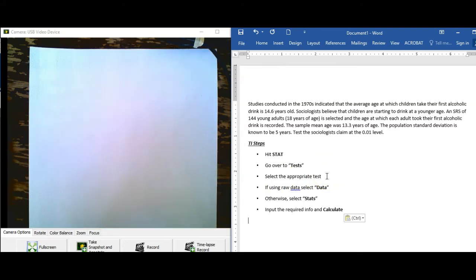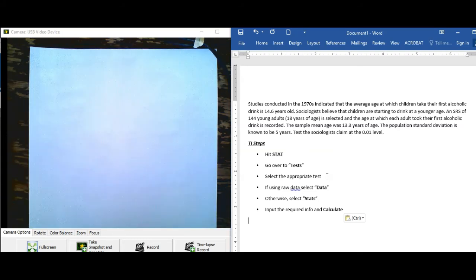So let's look. Studies conducted in the 1970s indicated that the average age at which children take their first alcoholic drink is 14.6 years old. Sociologists believe that children are starting to drink at a younger age. A simple random sample of 144 young adults is selected, and the age at which each adult took their first alcoholic drink is recorded. The sample mean age was 13.3 years of age. The population standard deviation is known to be 5 years. Test the sociologists' claim at the 0.01 level.